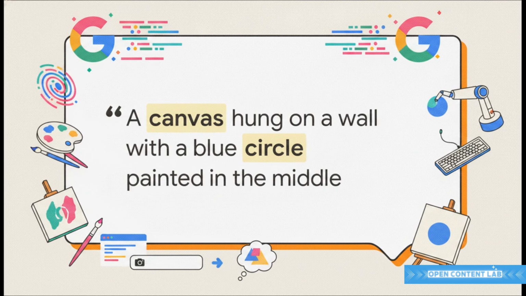It shows you an image, and you have to type out exactly what you see. So for example, typing "a canvas hung on a wall with a blue circle painted in the middle" might net you a 71% match. It's a really fun, interactive way to practice translating that visual image in your head into the specific text an AI actually needs to hear to generate it accurately.